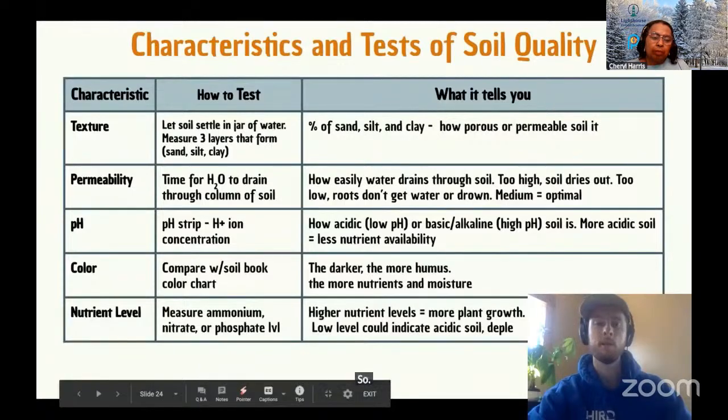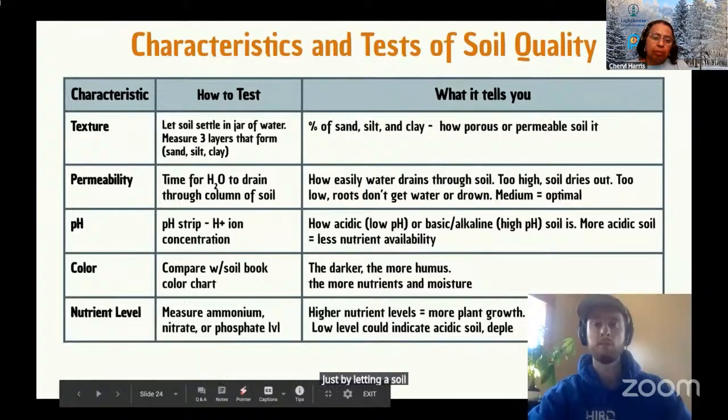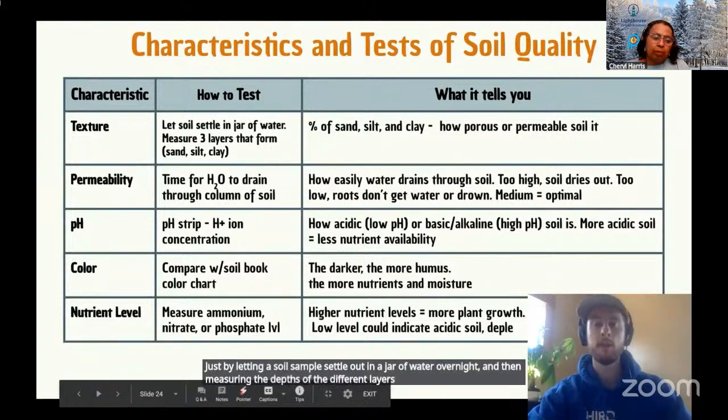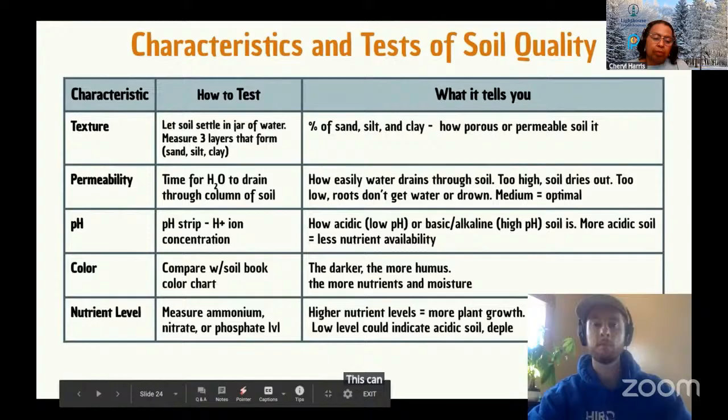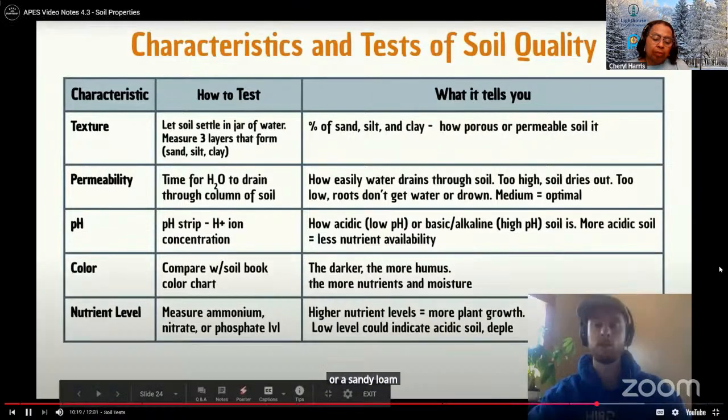So soil texture, remember, is just a measure of the percentage of sand, silt, and clay that can be found just by letting a soil sample settle out in a jar of water overnight and then measuring the depths of the different layers of sand, silt, and clay. This can give you an idea of what kind of soil you have, so you can classify it as a loam or a sandy loam, and it can also tell you how porous or permeable the soil may be.